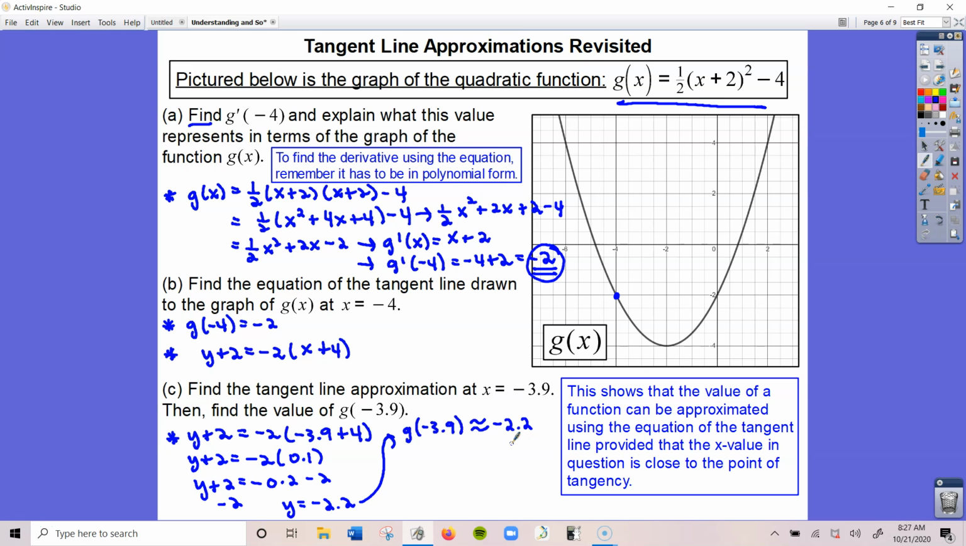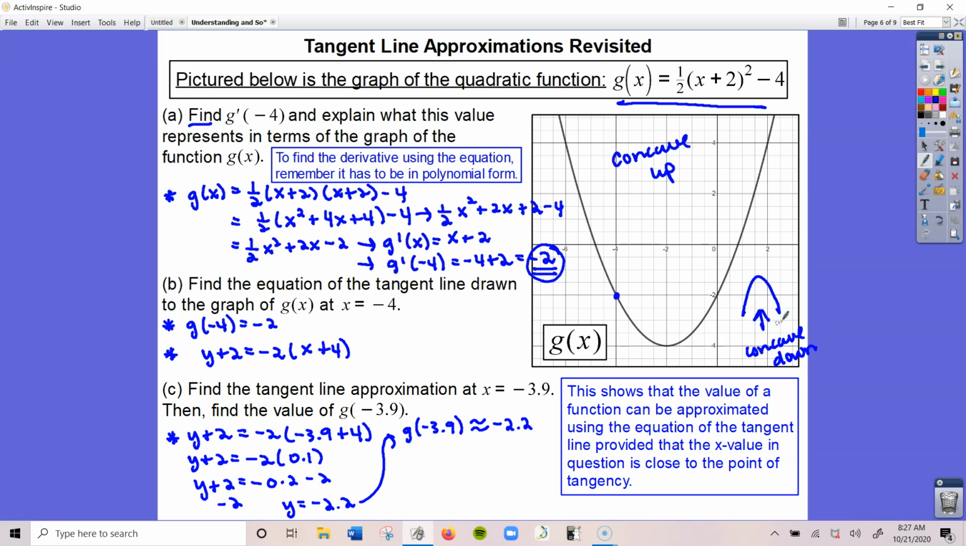Now, an additional question when you see these approximations is usually, is this an under or an over approximation? And that all depends on the concavity of your function. The concavity, just basically what that looks like, is how your graph is opening. Is it opening upwards or is it opening downwards? So this function is concave up because it is opening upwards, versus a function that looks like this. This would be concave down.